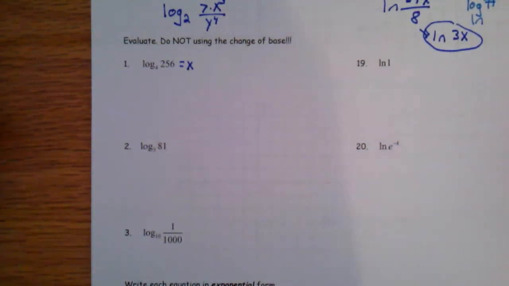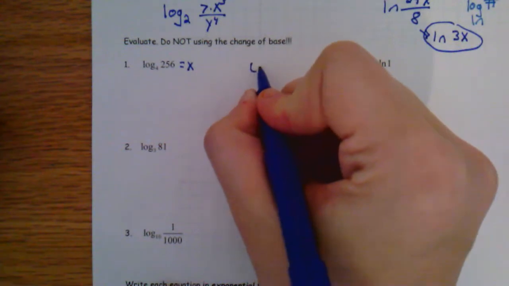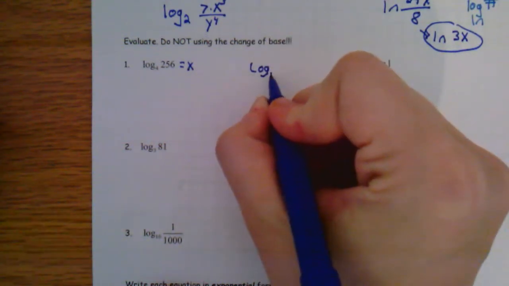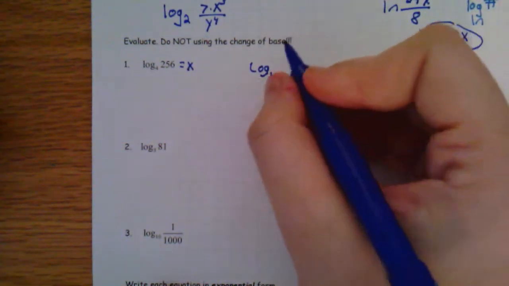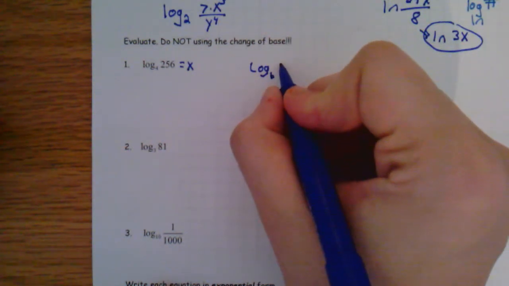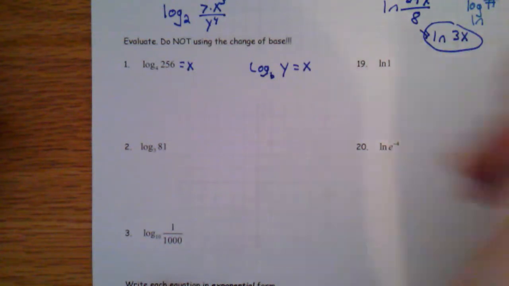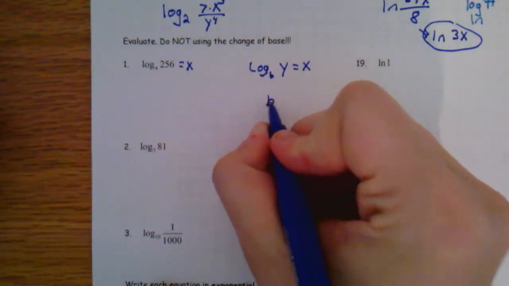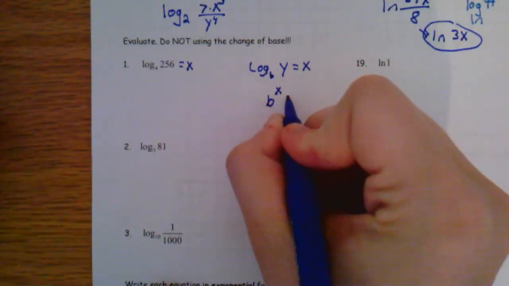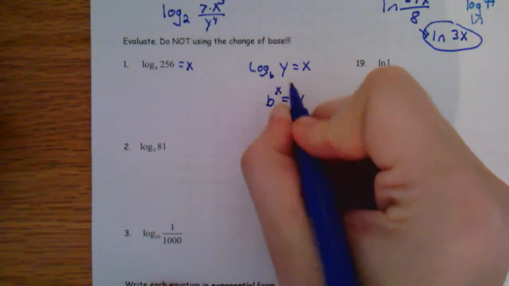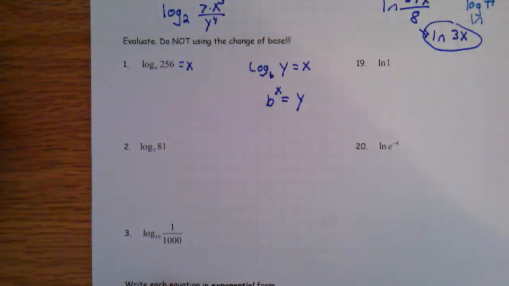And here's what I would write down. I would say that if you have log of a small little b, and it doesn't really matter which variables you pick, let's say that we go with y equals x. When you convert that to exponential, it's going to become big B to the x power equals y. So the x and the y really switch sides every single time.